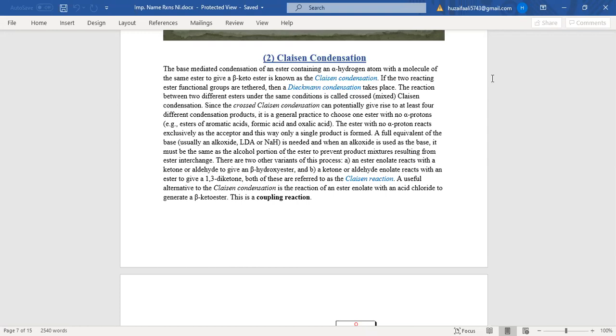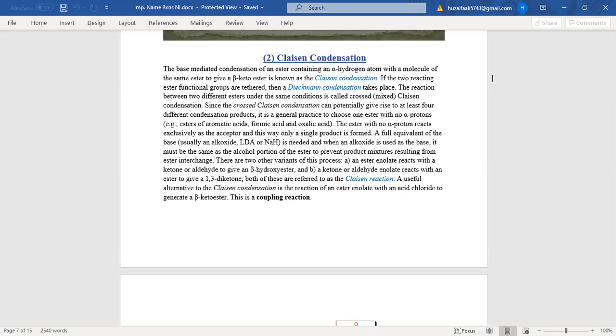A full equivalent of the base is needed, and when an alkoxide is used as the base, it must be the same as the alcohol portion of the ester to prevent product mixtures resulting from ester interchange.